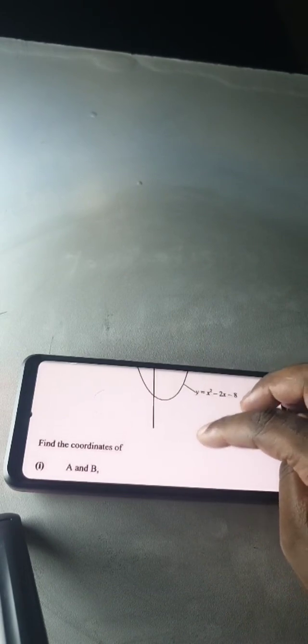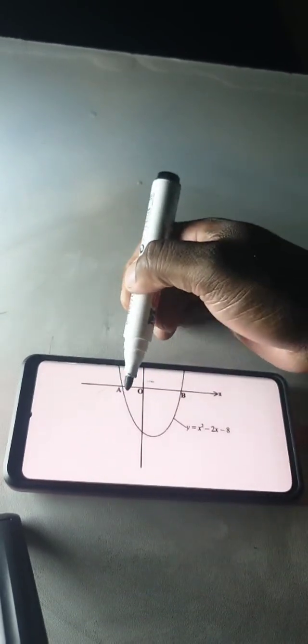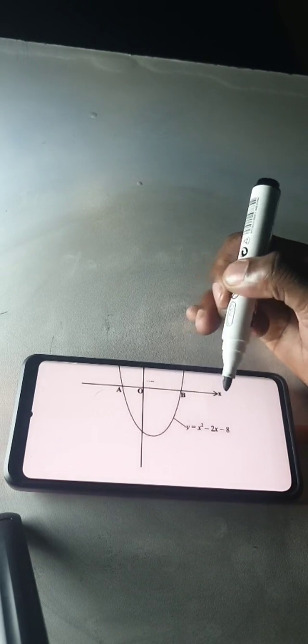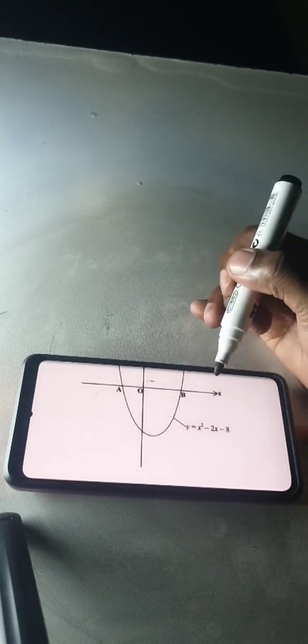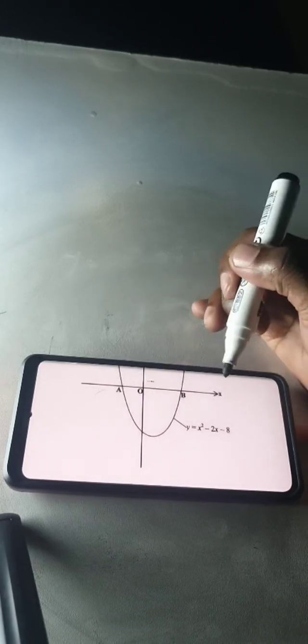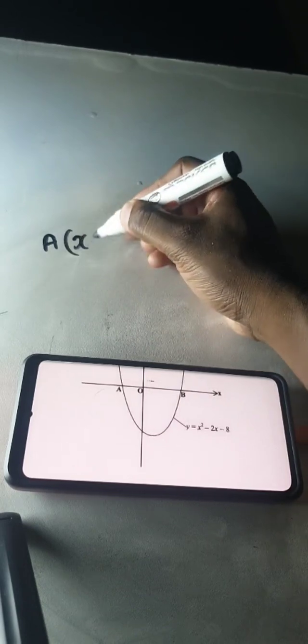So now look at this. We're going to use this equation of the same curve. They're asking us to find the coordinates of A and B, but understand that A is in the negative part of the x-axis, and B is in the positive side of the x-axis. So whatever we find as a positive value, that's for B, and that which we find for the negative value, that's for A. So our coordinates will be x, 0.